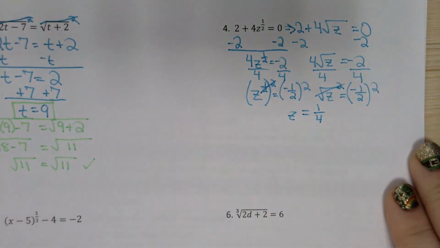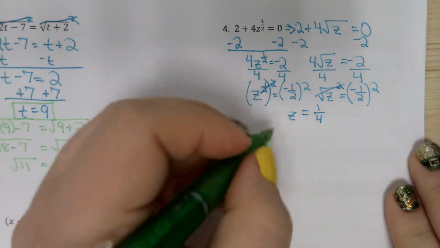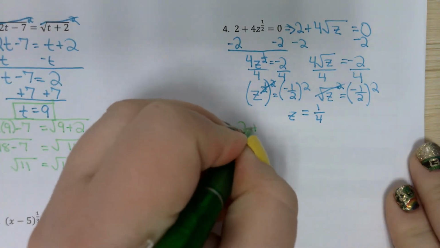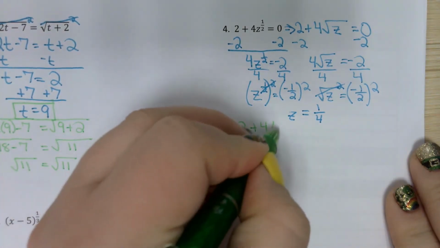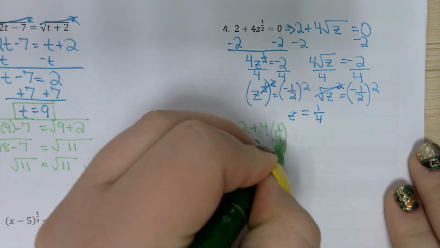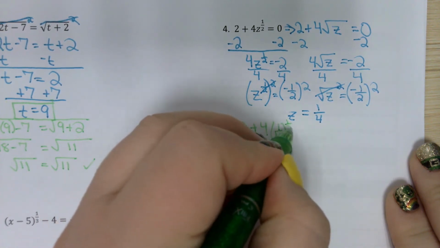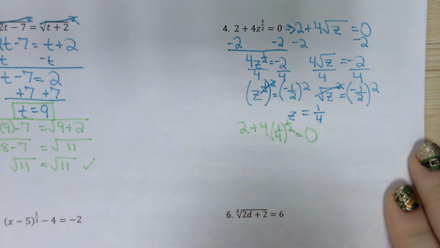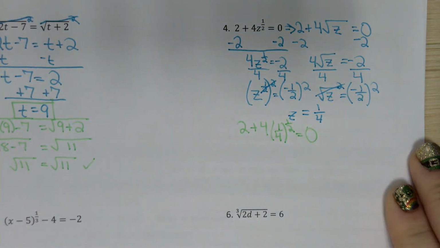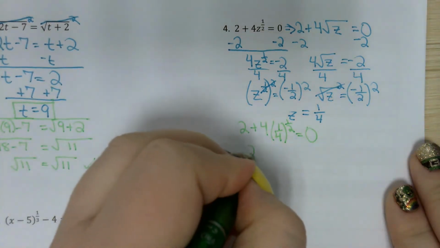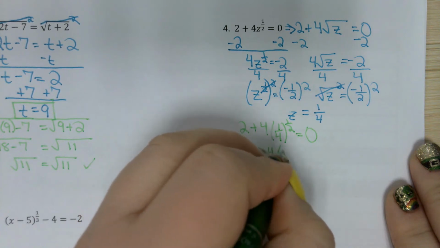Let's check it, make sure it's not extraneous. So 2 plus 4 times 1/4 to the 1/2 power equals 0. 1/4 to the 1/2 power is 1/2.